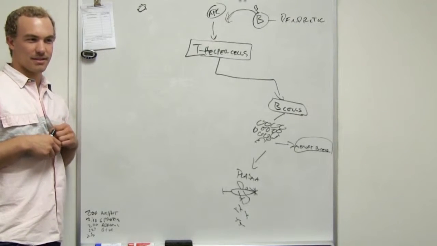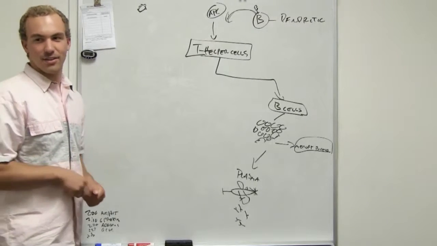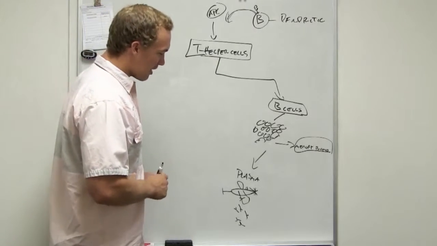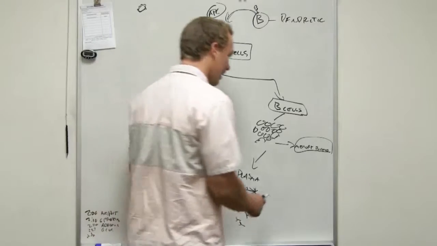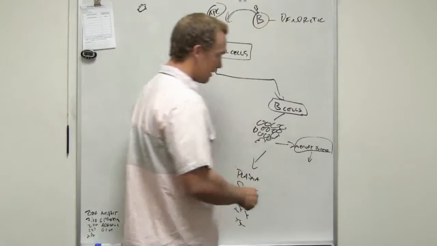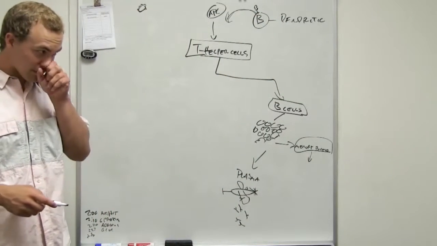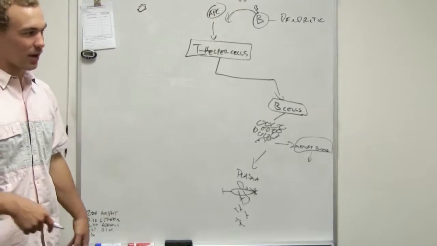Is this ringing a bell? Do you remember this? Okay, so we make some plasma cells and they're going to release the antibodies. Well, we can also make memory B cells. What do those guys do? They just stick around. Exactly right.